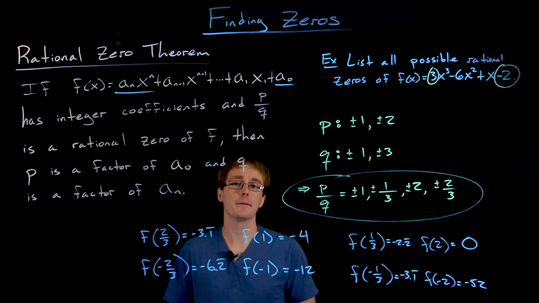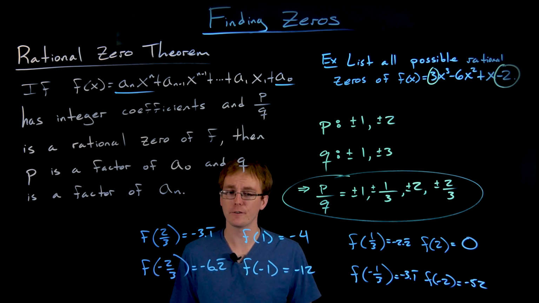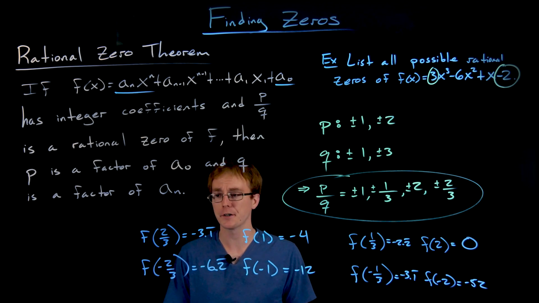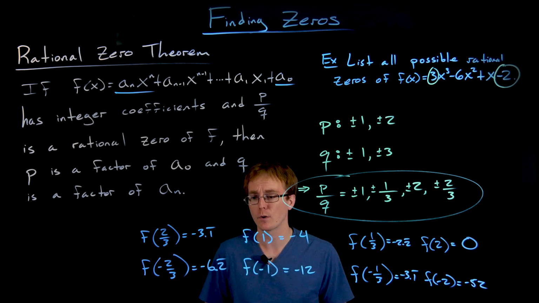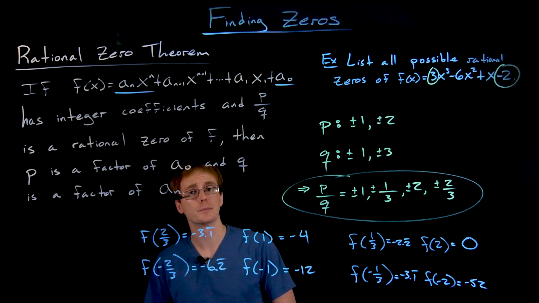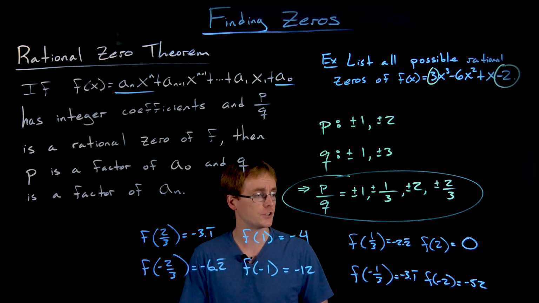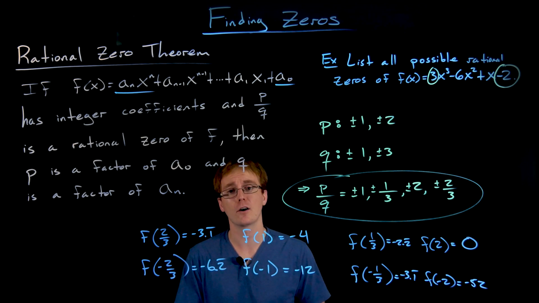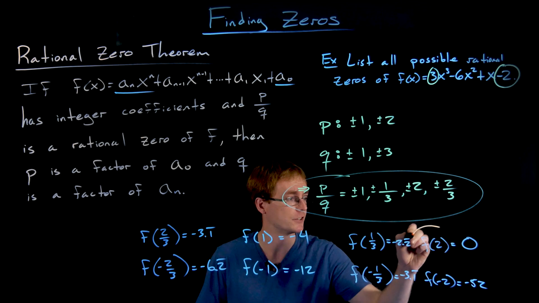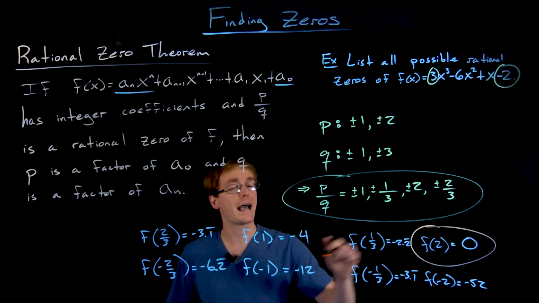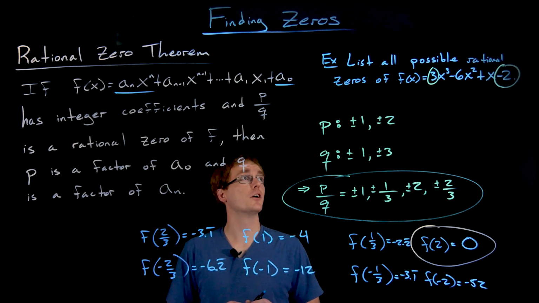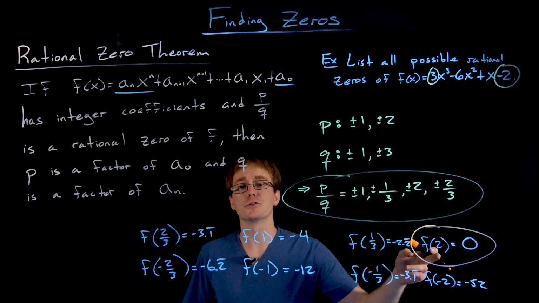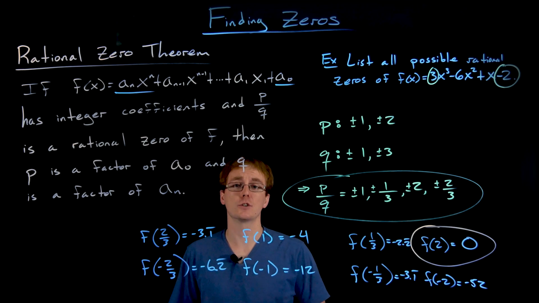All right, so I've gone ahead and plugged in our 8 potential rational zeros into our function, and these are the outputs I encountered. So f of 2/3 and negative 2/3 had outputs of negative 3.1 and negative 6.2 repeating. Remember, we're just looking for the outputs of 0 here, and only one of our inputs actually outputted a 0, and that was when x was equal to 2. So by using our rational zero theorem, we know that x equals 2 is one of the zeros of our polynomial.